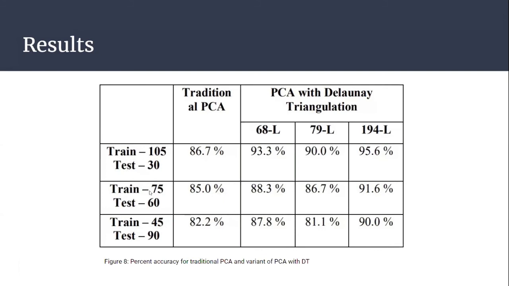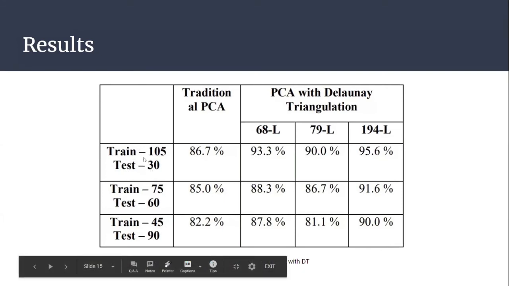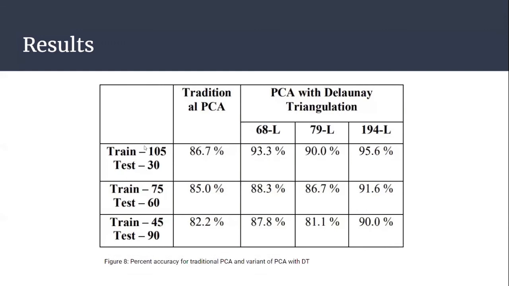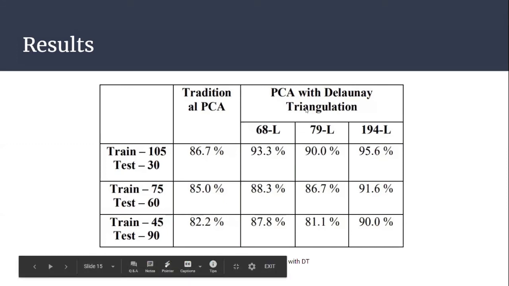And just to give a brief of the trials themselves. For the first trial, we had more training images and fewer testing images. In the second trial, we had close to a 50-50 split of training images and testing images. And for the third trial, we had fewer training images but more testing images. And as you could see, PCA with Delaunay triangulation for 194 landmarks still yielded a pretty desirable accuracy rate.